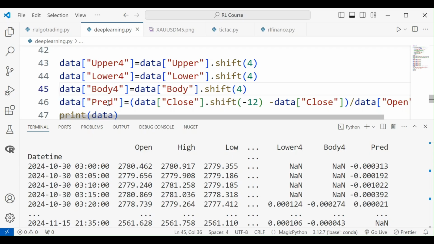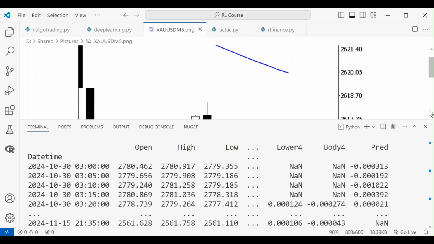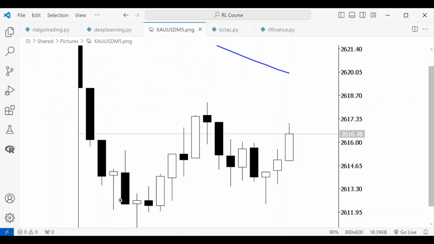Prediction. There is an important column. Data close shifted by minus 12. Minus 12 means that we move the column forward instead of moving it back. Moving it forward means that now we are going to make predictions, minus data close. So what I am doing is I am at a candle. Let me explain to you. I am here. So I move that data.